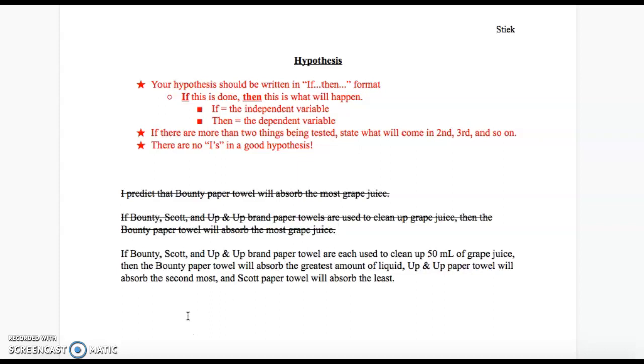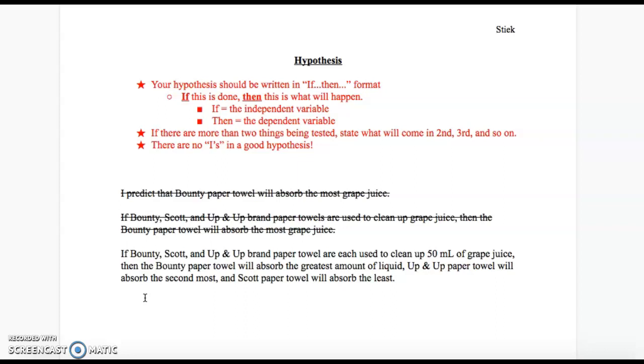Hypothesis number 3 says, if Bounty, Scott, and Up and Up brand paper towel are each used to clean up 50 milliliters of grape juice, then the Bounty paper towel will absorb the greatest amount of liquid, Up and Up paper towel will absorb the second most, and Scott paper towel will absorb the least. So I've been even more detailed, saying how much grape juice the paper towels are each going to have to attempt to absorb, and following my then, I have listed the order in which I think that these absorbencies are going to fall. I think Bounty will absorb the most, Up and Up the second most, and Scott paper towel the least. This is the best of the hypotheses that are written here as examples.